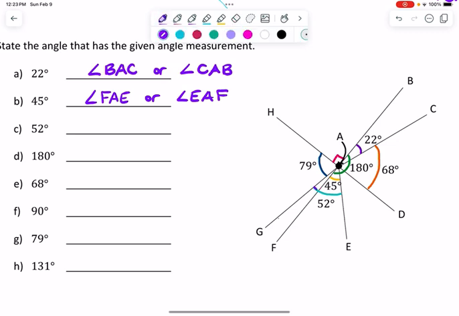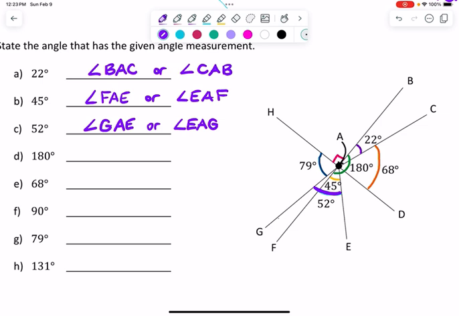All right, moving on. I'm looking for that 52. That's this blue marking here, which means I'm going from G to A, to E. So I have angle GAE. Or again, I could have gone backwards and said angle EAG, making sure my vertex A is always in the center.